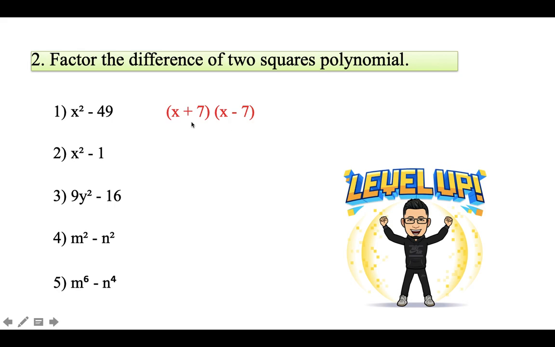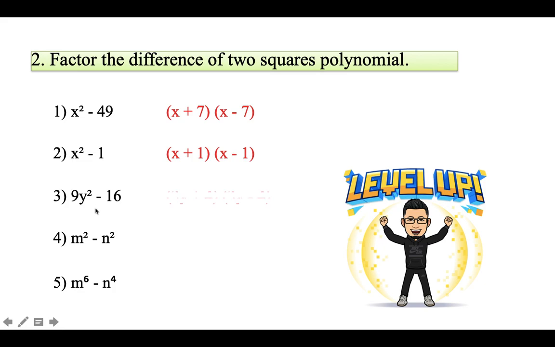If you want to make sure that these factors are correct, multiply them using the FOIL method, or Smiley method, and you will go back to this. x times x is x squared, positive 7 times negative 7 is negative 49. Same process in given number 2, x squared minus 1. The factor of x squared is x, so x times x is x squared, and the factor of 1 is 1. Then to get negative 1, the signs must be different.